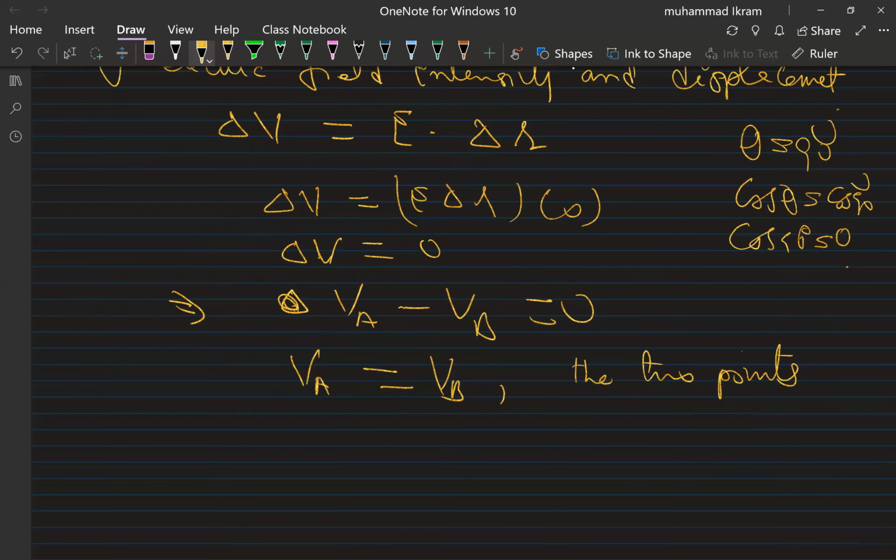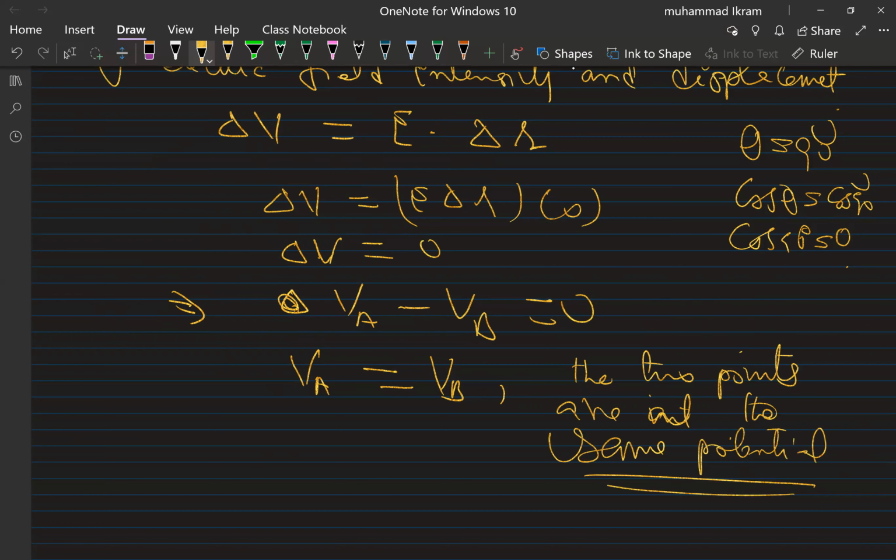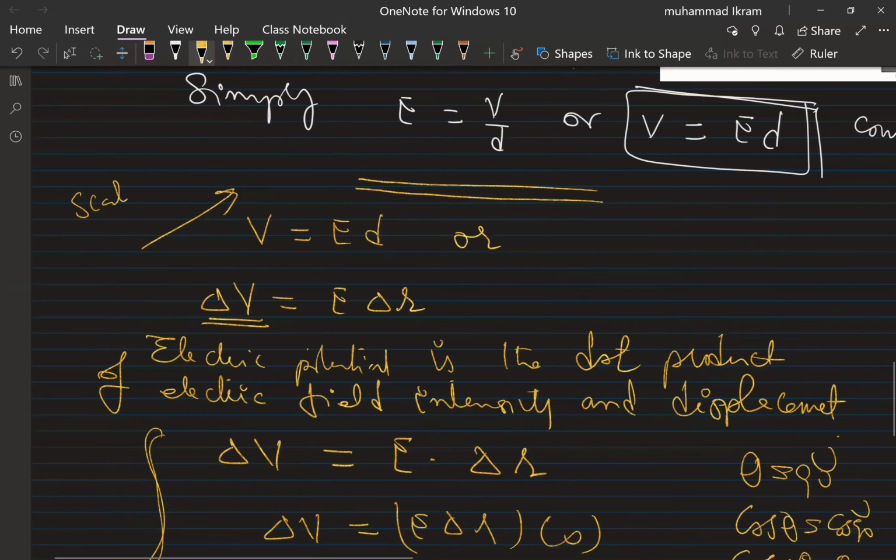So this is an alternative method which I show you, that the 2 points are at the same potential. So moving along the direction perpendicular to the direction of the electric field intensity, no work done is required. Why? Because the 2 points are at the same potential, right? And this is what I explained to you even mathematically, right? So this is important. Thank you very much.